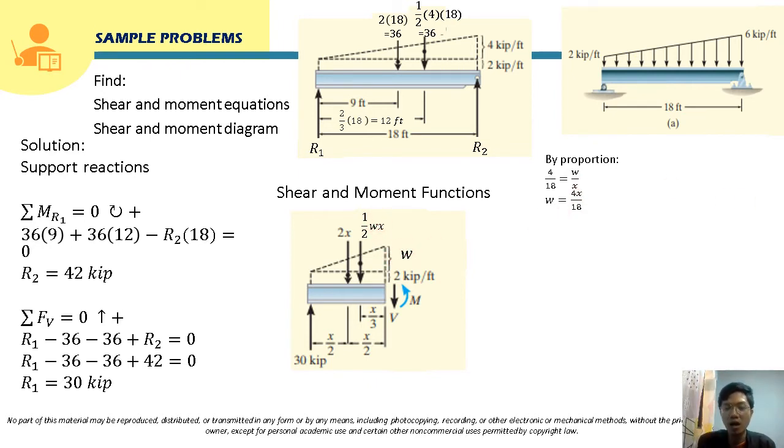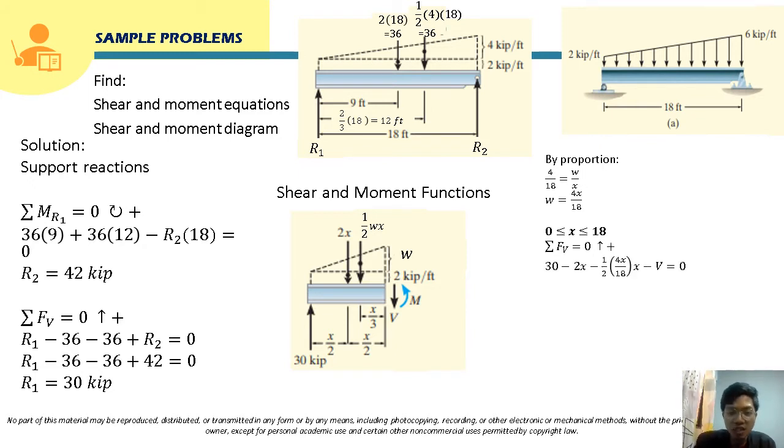Now we can solve the shear and moment equations here using equilibrium equations. The equations that we are going to establish here can be used for any distance x from 0 to 18, since that is the length of our segment here. So from here, let's solve the shear equation by summing up vertical forces from this segment. Summing up vertical forces is equal to 0, and our assumption will be positive for upward forces.